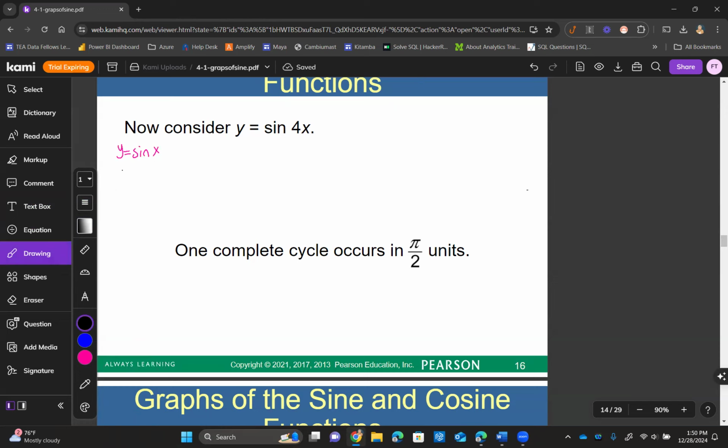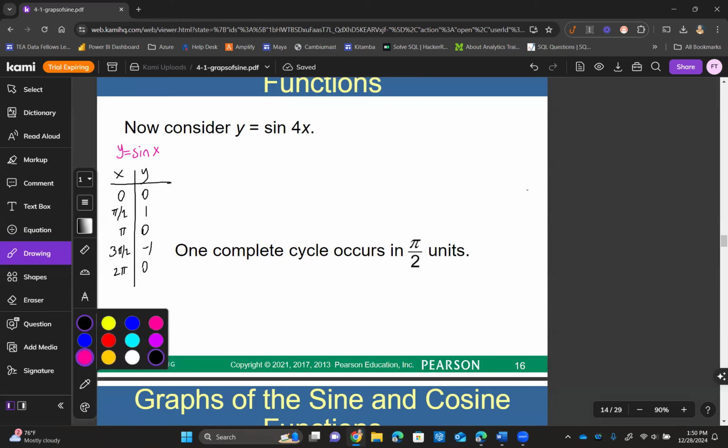We have our 5 key points that I showed you before. You know that when x is 0, this gives me a 0. When we have pi over 2, it gives me a 1. When I have pi, it gets me back to 0. 3 pi over 2 is -1, and 2 pi is 0 for the sine of x. When I have y equals sine of 4x, now the 4 is not at the beginning of the sine, but it is next to x, so that's a whole other story.